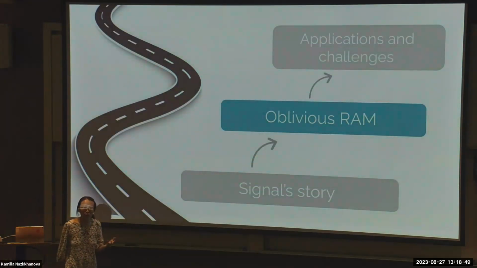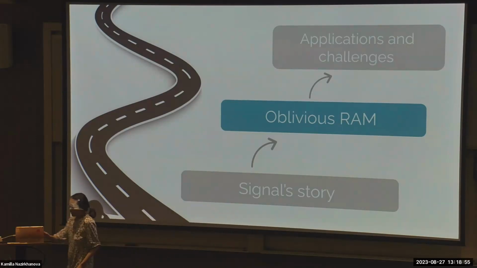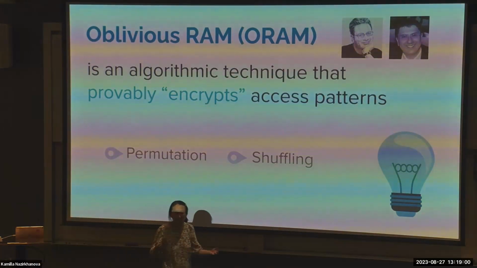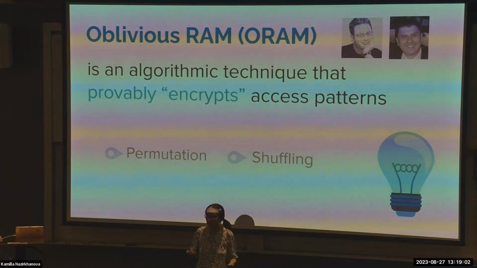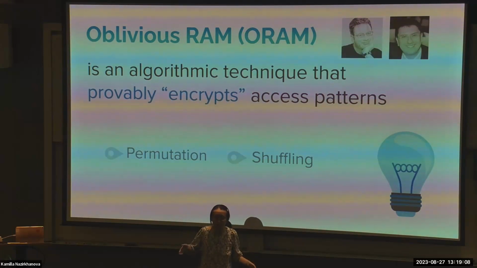So I hope I got your interest in ORAM. So now let me tell you how ORAM works, and also what ORAM is. Okay, so what is ORAM? It's an algorithmic technique that allows us to provably obfuscate access patterns. And the security it offers is as strong as encryption. Basically, nothing is leaked. You can think about it as somehow we can encrypt the access patterns, right?